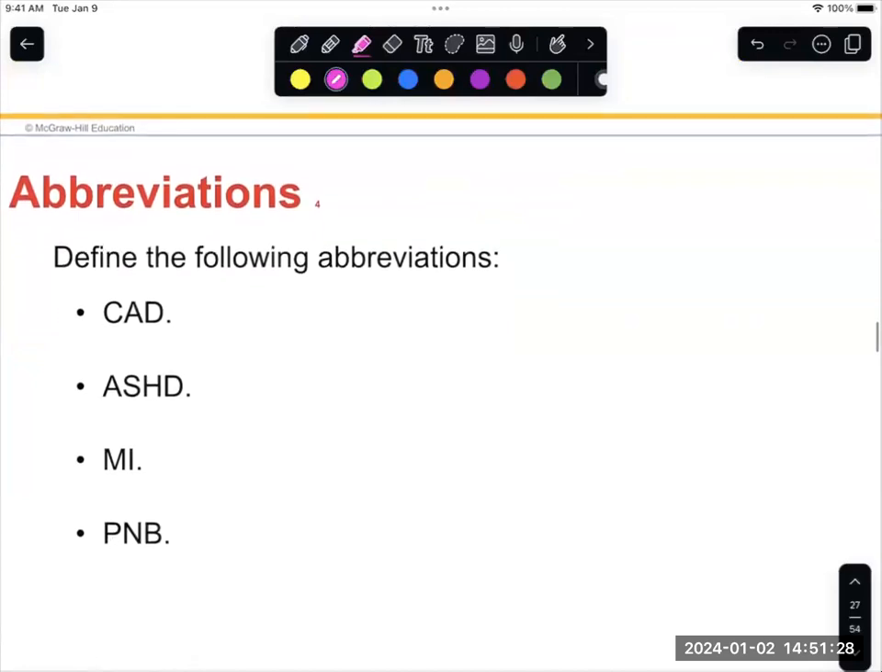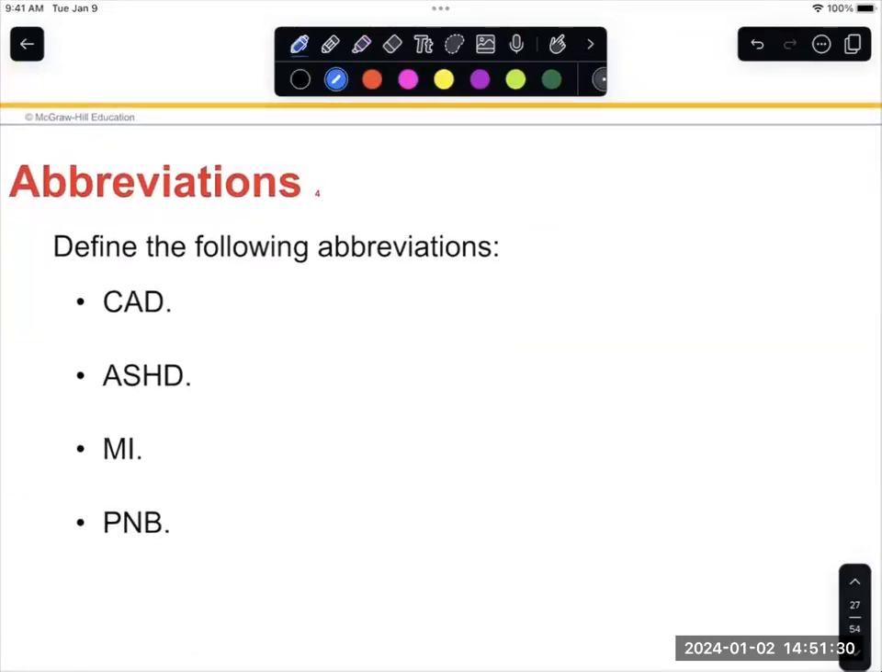So more abbreviations here. CAD: coronary artery disease. ASHD.